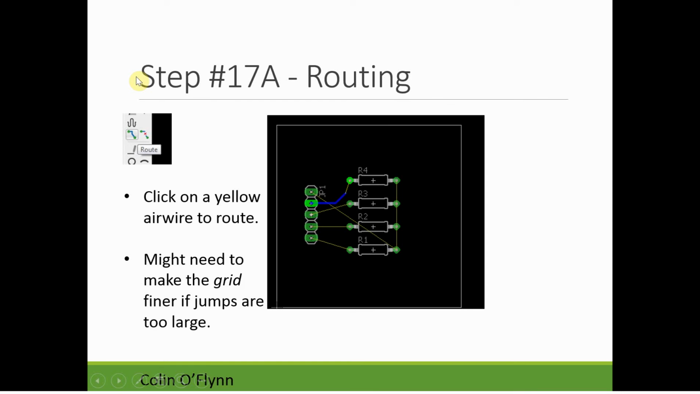To do the routing, you enter the route tool and you just click on those air wires. Now you can actually put down where you want the copper to go. The copper should connect those two lines. By default, it's using whatever the grid specification is. The grid says how closely we can pack these lines. The default grid should be fine for this board, but if it's too coarse, you may need to reduce it if the jumps are too large. So let's do that.